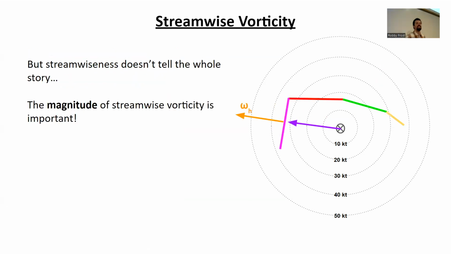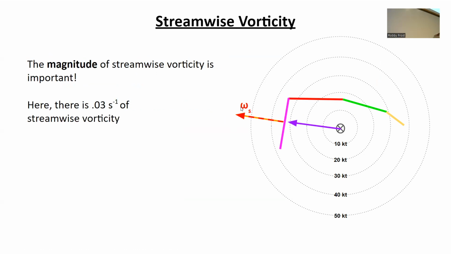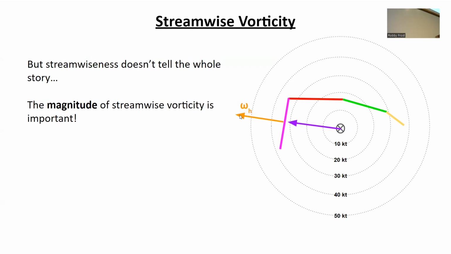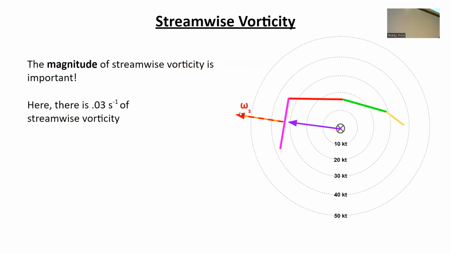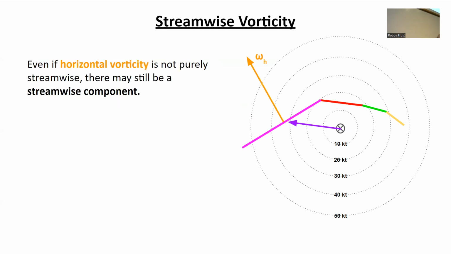But the streamwiseness just doesn't tell the whole story, right? The magnitude of the streamwise vorticity is what matters as well. So how long this vector is here, how much streamwise vorticity do we have? So in this case, when we are purely streamwise, all of this horizontal vorticity is going to be streamwise. So this is how much streamwise vorticity we have. And if you know units of streamwise vorticity, 0.03 is usually a pretty sizable amount.